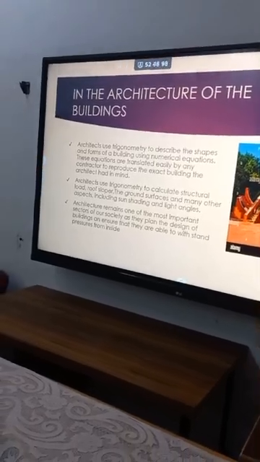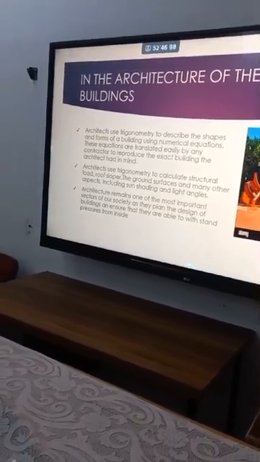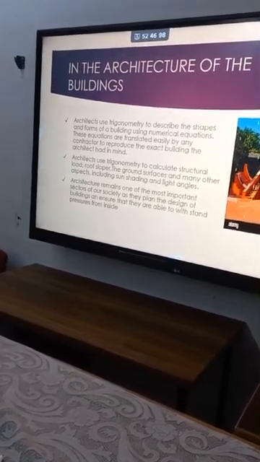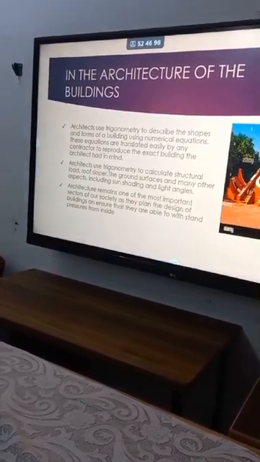Architecture remains one of the most important sectors of our society as they plan and design buildings and ensure that they are able to withstand the pressures inside.